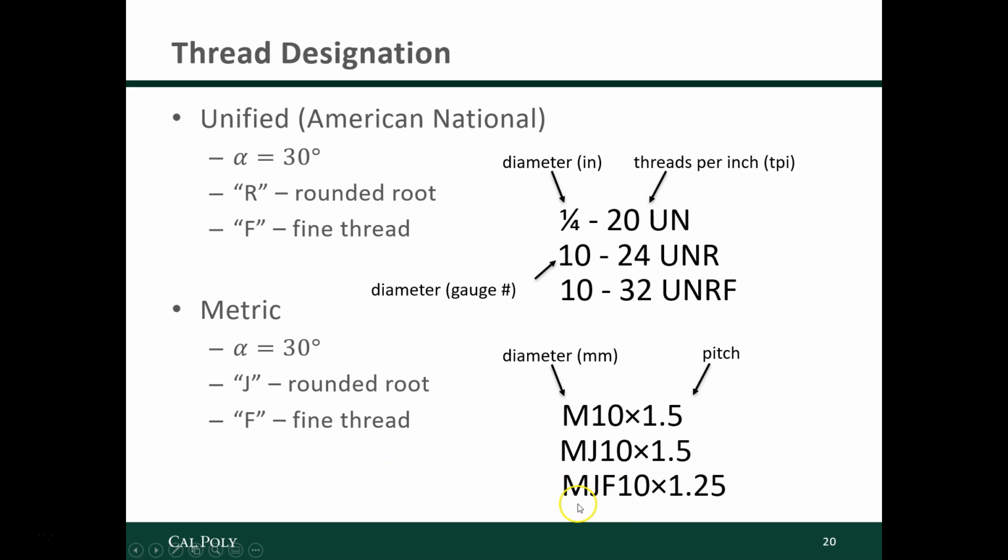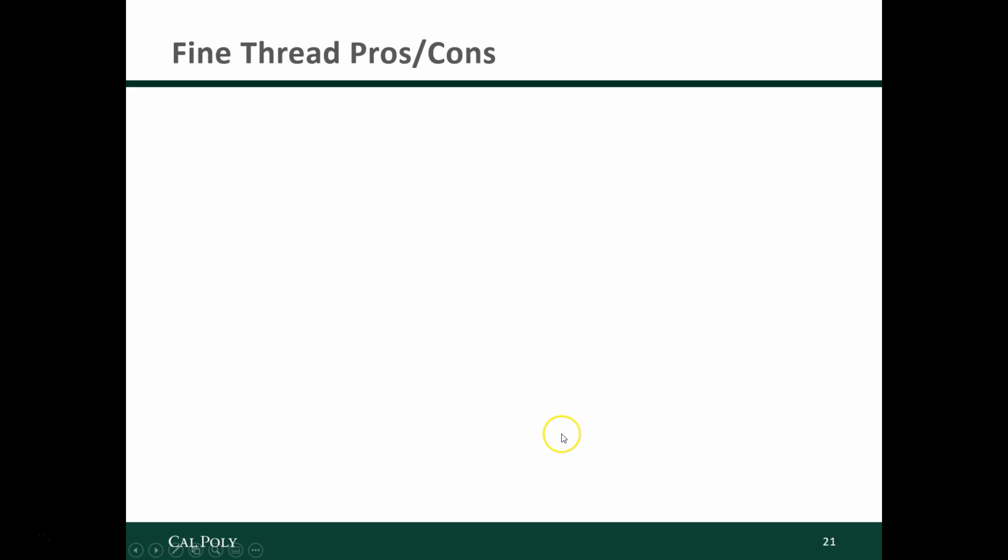And these J's and F's are not always together, nor are the R's and F's always together up here. You can have just an F, you can have just an R, etc. So think about fine threads. The threads are smaller. What's some good things about it? Well, if the thread is smaller, but the major diameter is the same, what do you think? Is the thread going to be stronger or weaker?